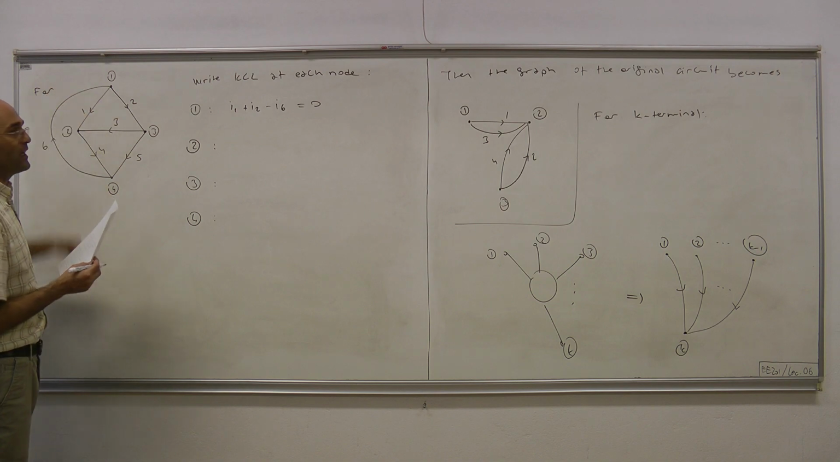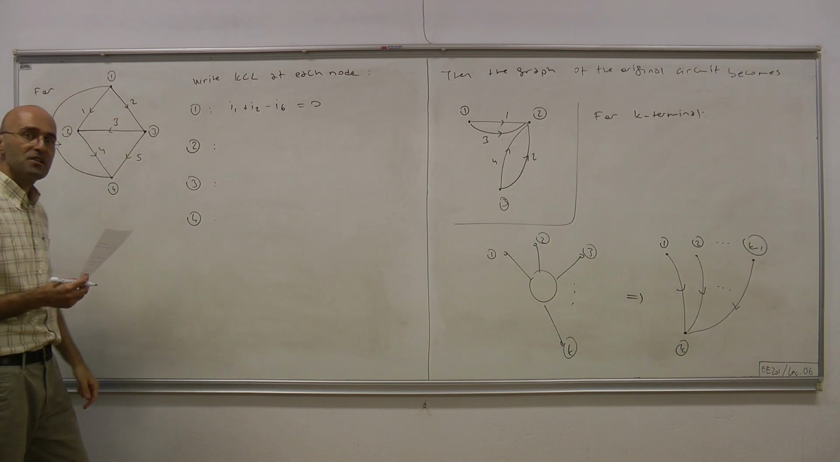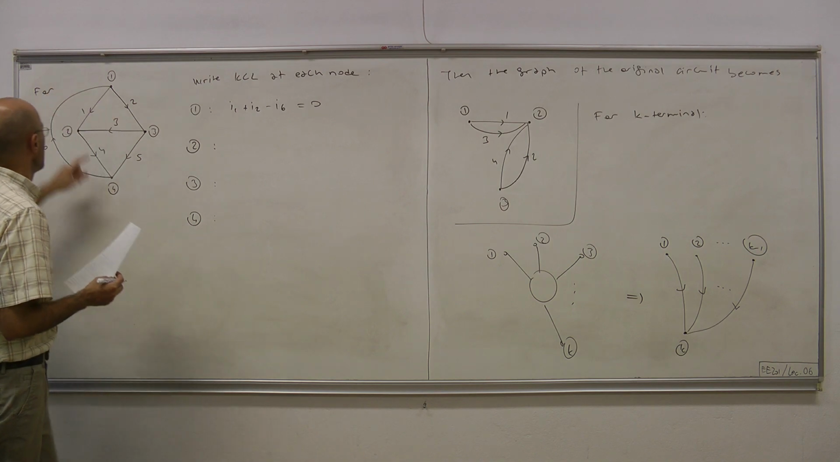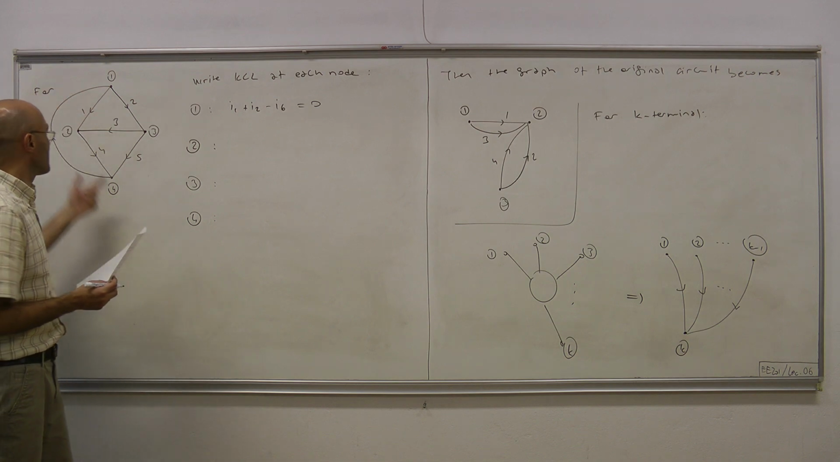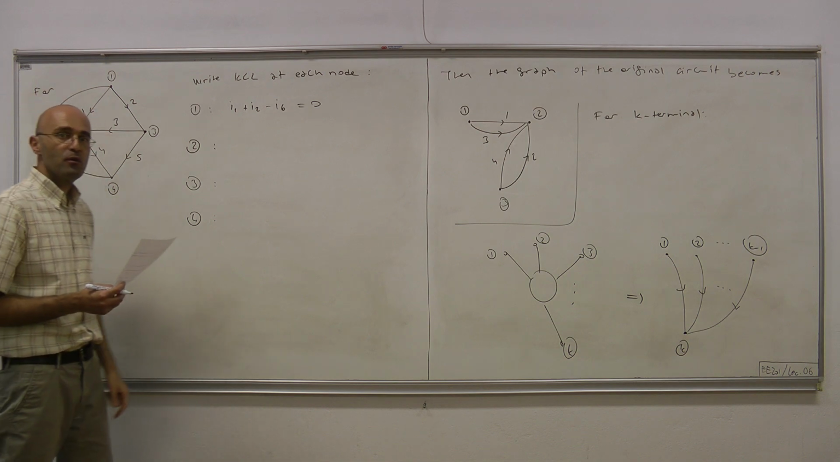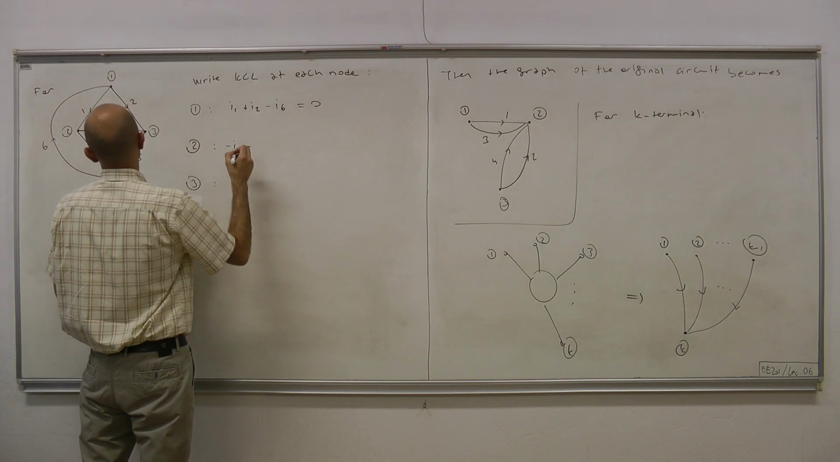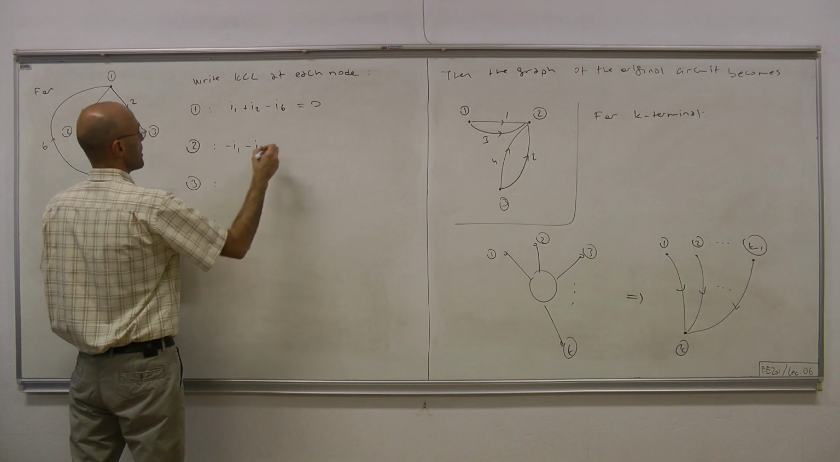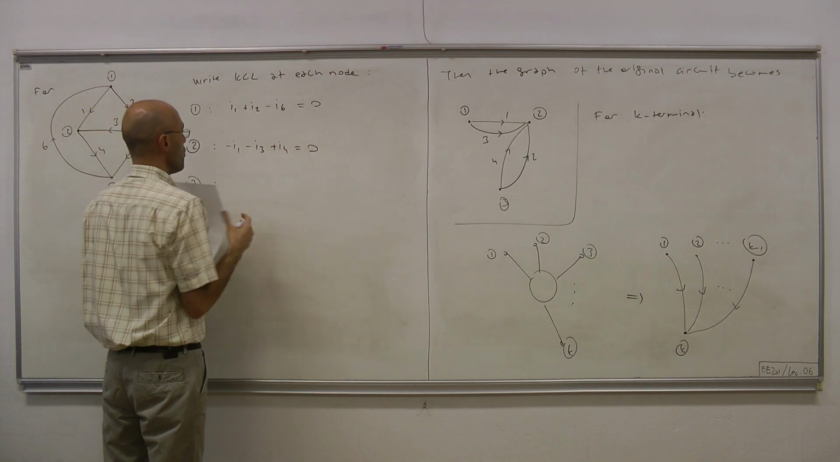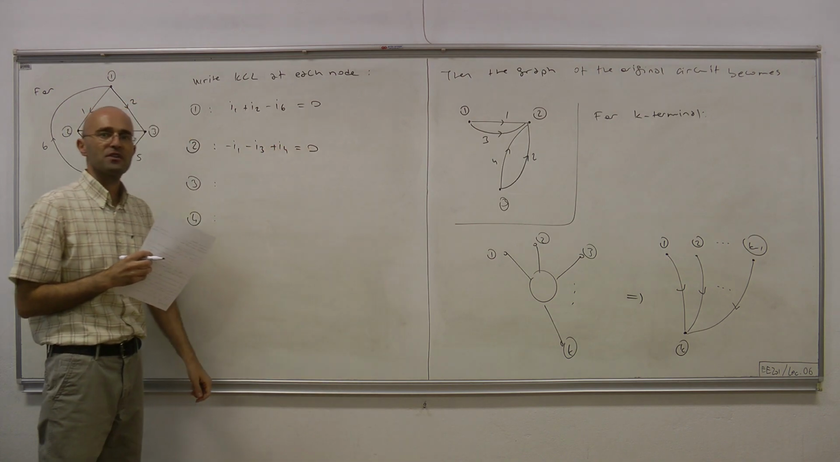Now I1 and I3, they are incoming, and I4 is outgoing. If I1 and I3 are incoming, therefore minus I1 and minus I3 must be outgoing. So what we have is minus I1 plus minus I3 plus I4, all outgoing currents, must equal 0.